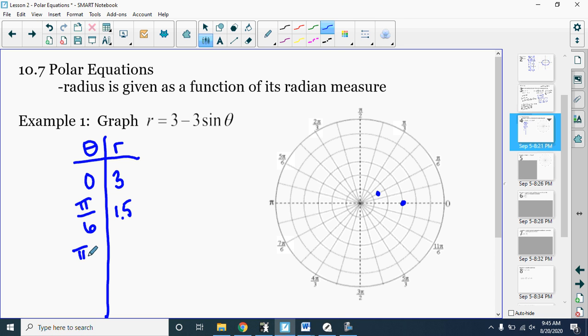And continue on. Pi over 3. Sine of pi over 3 is root 3 over 2. So we get 3 minus 3 root 3 over 2. And then it's calculator time. Type that into your calculator. My batteries are low on my calculator. That's not good. 3 minus 3 root 3 over 2 gives us 0.4. So at the angle of pi over 3, we need to be around 1/2. We're right in here.